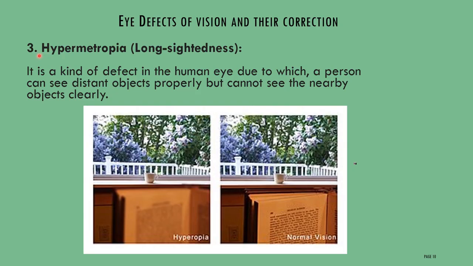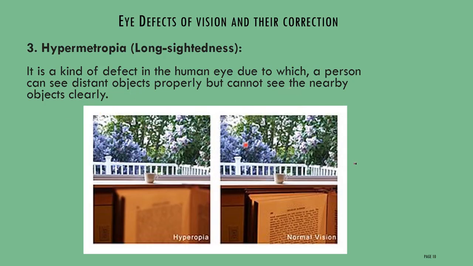Defects of the eye: the third one is hypermetropia, or long sightedness. It is a kind of defect in the human eye due to which a person can see distant objects, meaning far objects, properly, but can't see near objects clearly.